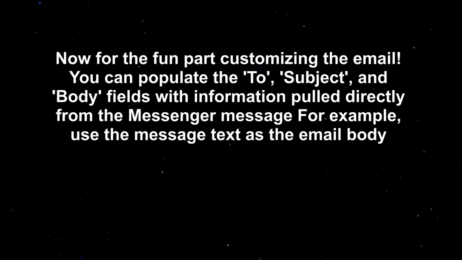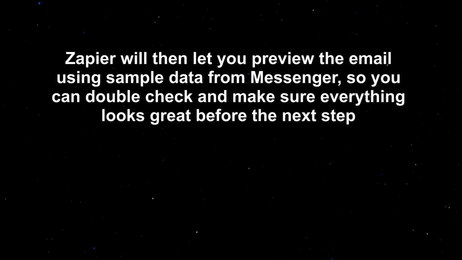Now for the fun part, customizing the email. You can populate the subject and body fields with information pulled directly from the Messenger message. For example, use the message text as the email body. Zapier will then let you preview the email using sample data from Messenger, so you can double-check and make sure everything looks great before the next step.